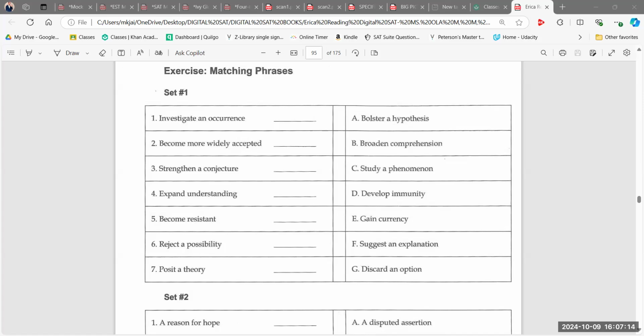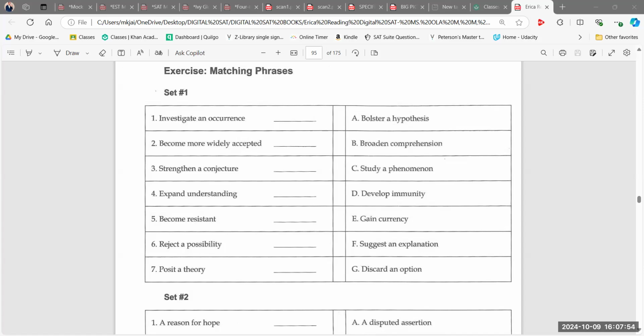When you consider the domains, what's being tested? We've got four domains. We've got craft and structure. What's craft and structure? These are the types of questions. We've got words in context, vocab in context. We've got text structure and purpose, asking about how the text is structured and the purpose of either the text itself or an underlined part. And we have what we call cross-text connections.